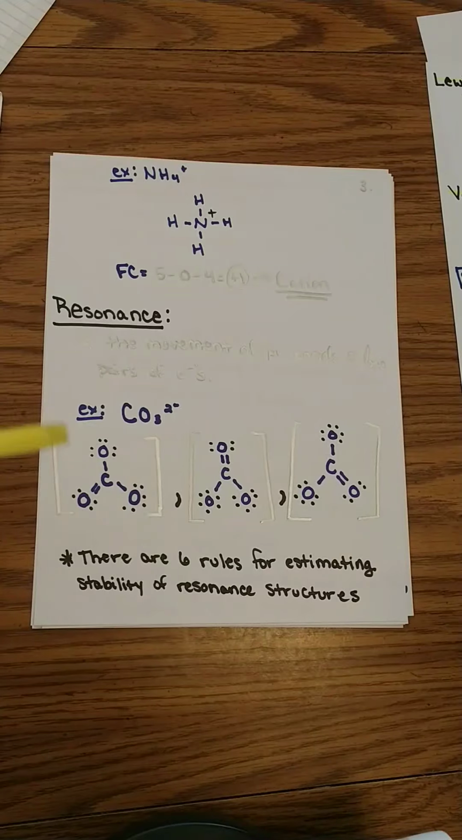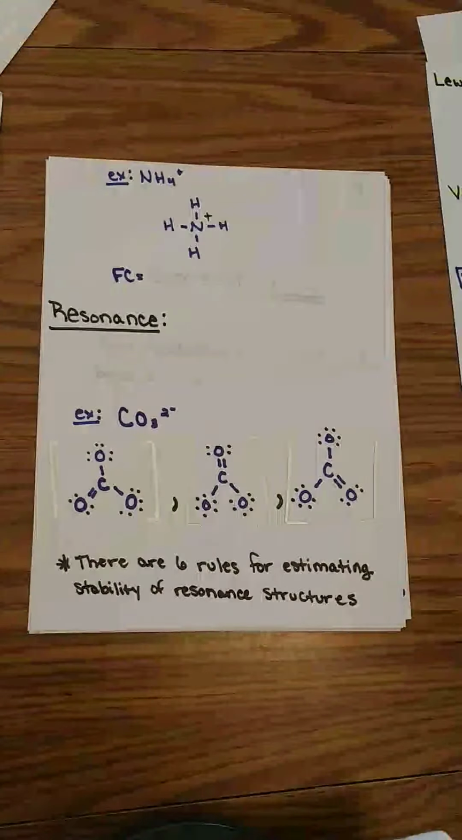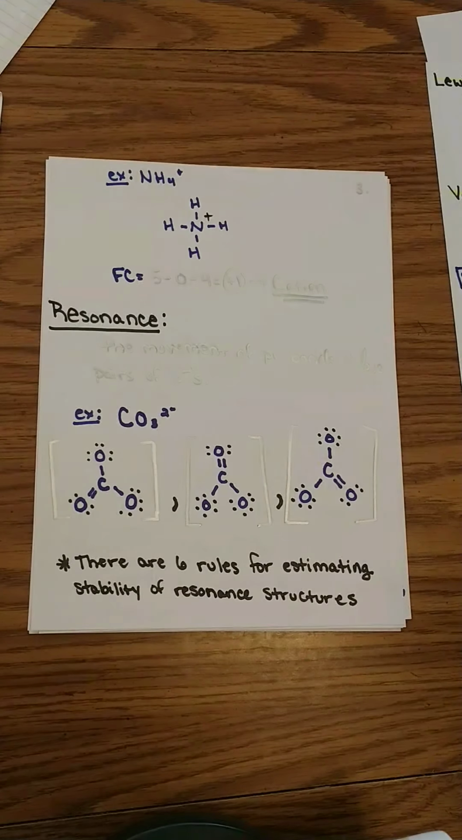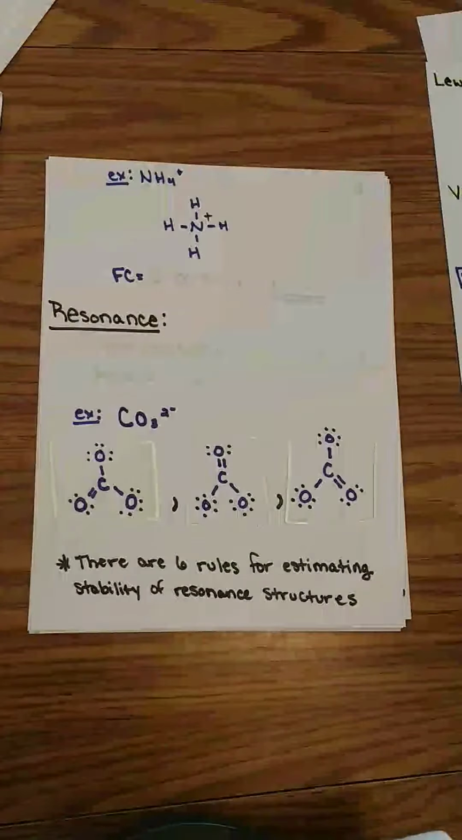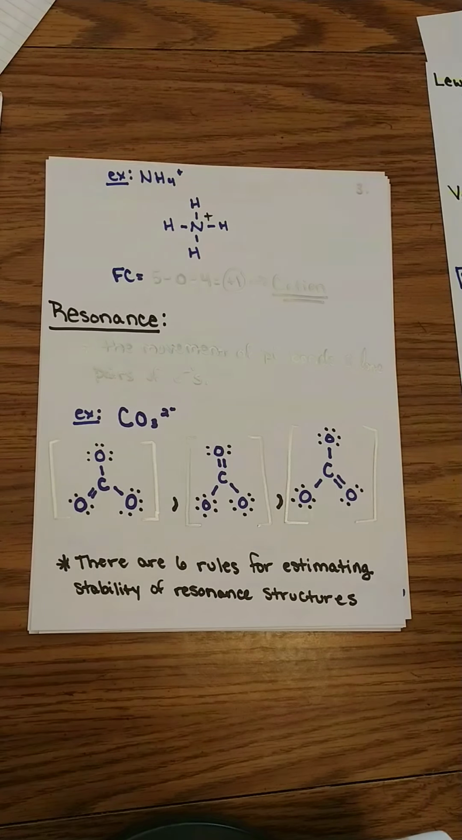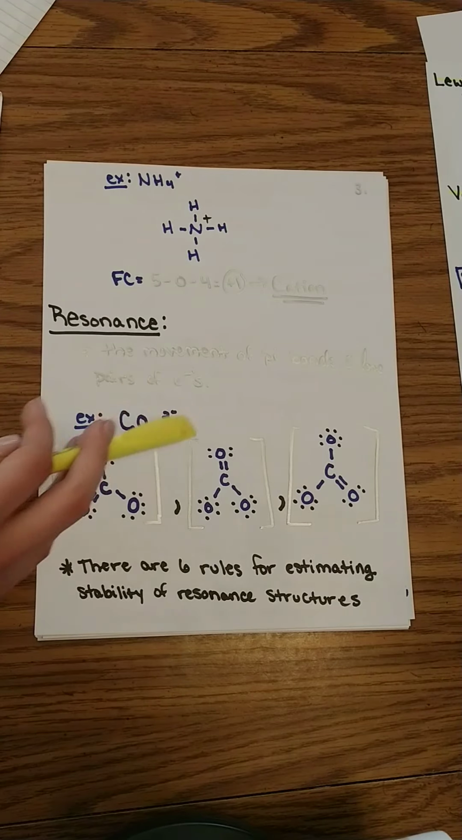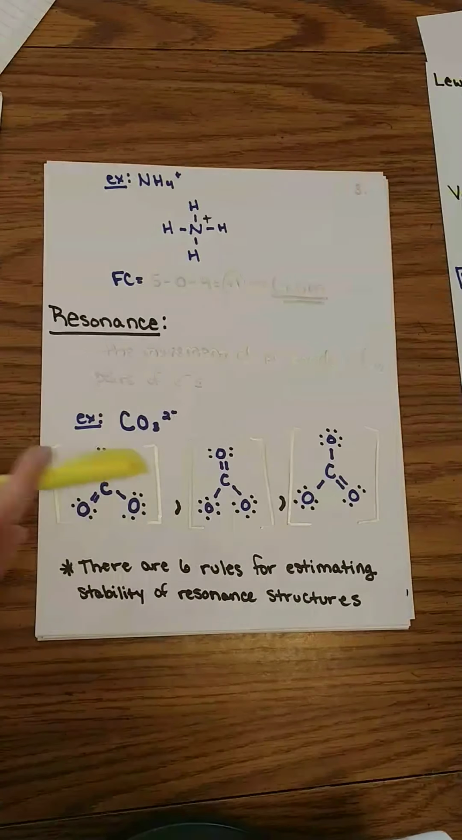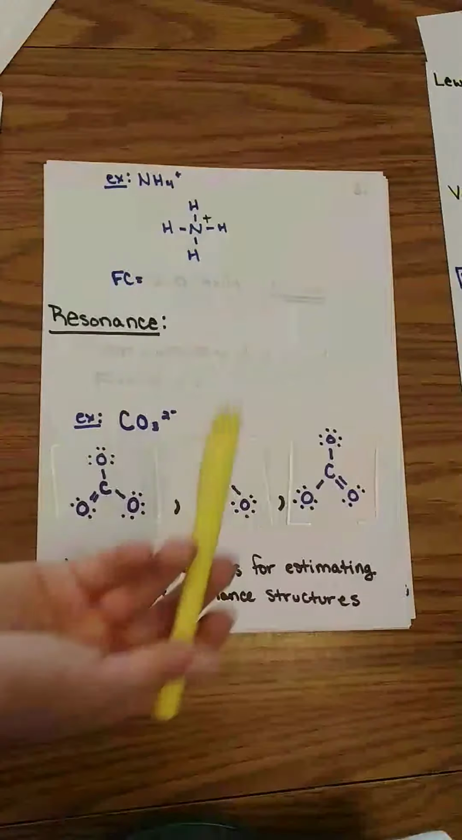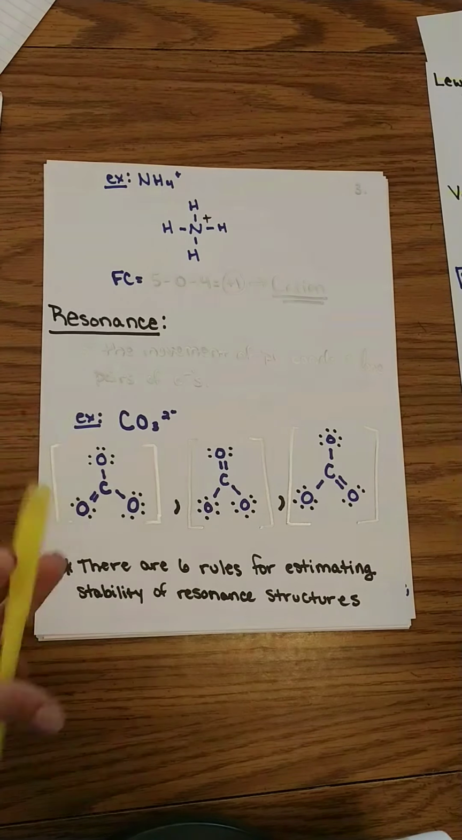And 6, this is the one that applies here, resonance forms that are equivalent have no difference in stability and contribute equally. So, these all have the same formal charge of -2, but they're just in separate places, but that doesn't make them any different.